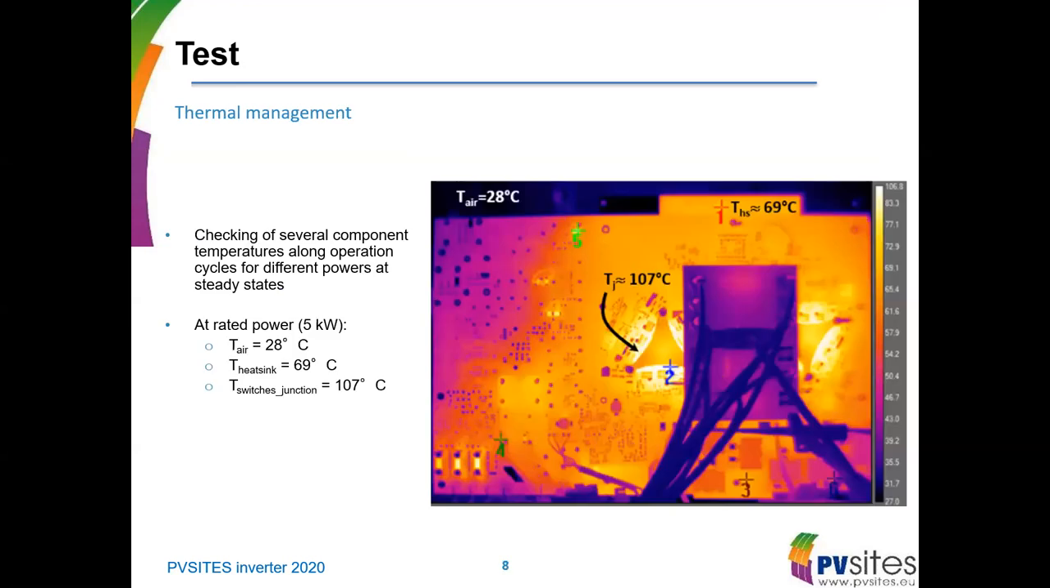We also made some tests of the thermal behavior of the device. Here we have a photograph taken from the thermal camera, and what is important is to check that after some hours of working, we don't have too much heat, because in this case we will have some failure. In this example, we see that the semiconductor switches based on silicon carbide work at about 100 degrees. The ambient temperature is about 28 degrees, and the temperature of the heatsink, which is behind the inverter, is about 70 degrees.